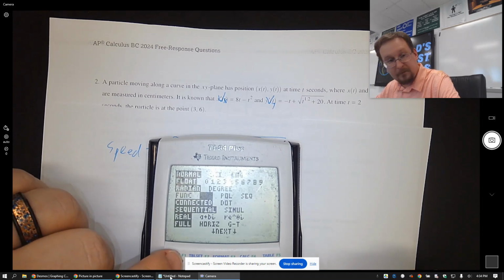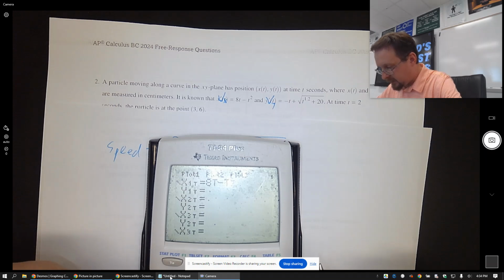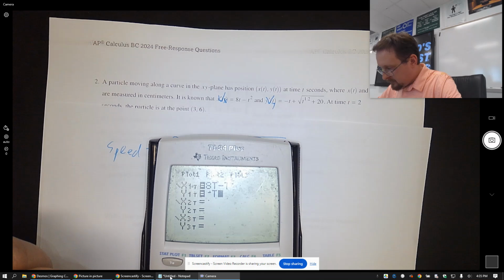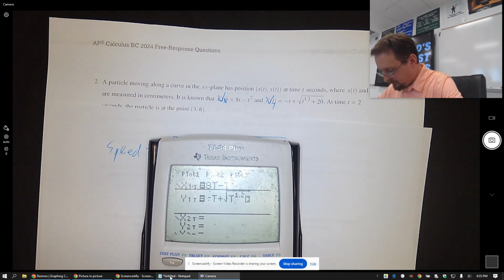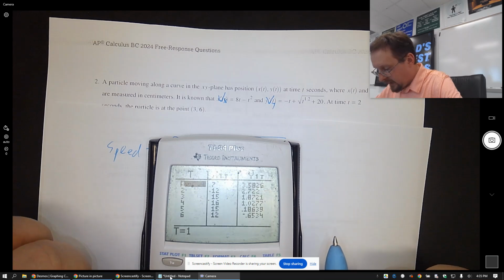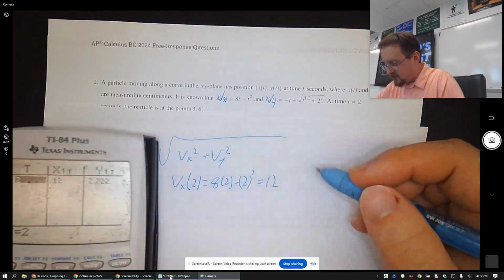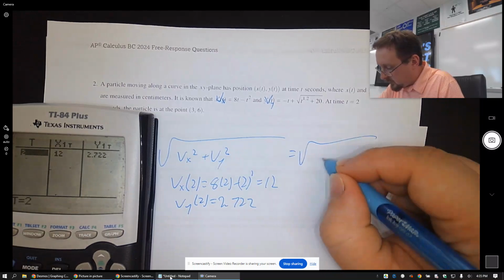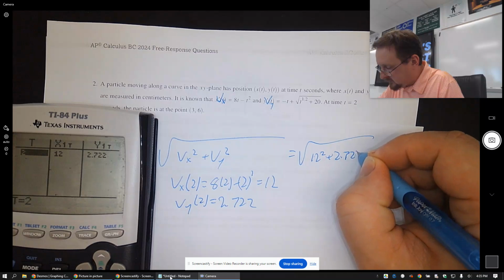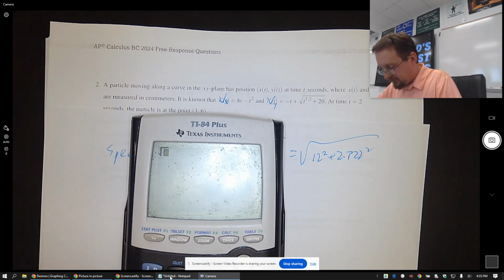Maybe I should go to parametric mode, and then enter 8t minus t squared, and then also negative t plus the square root of t raised to 1.2 plus 20. Who actually does this? Okay, and then there's 12 and 2.722. So the Vy at 2 will be 2.722. So let's do the square root of 12 squared plus 2.722 squared. Because 12 is notably bigger than that, the answer is going to be really close to 12. That's how the Pythagorean theorem works.